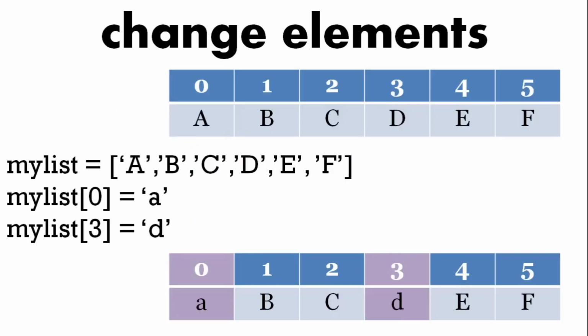In this example we have A, B, C, D, E, F, uppercase. We're going to change the first element, 0, to lowercase a, and the fourth element, which we put 3 in square brackets, equals lowercase d. So now we have lowercase a, B, C, lowercase d, E, F. So we can change elements by using the index.